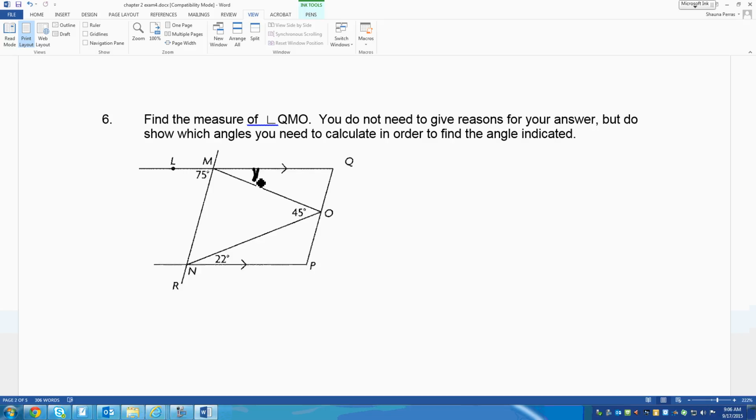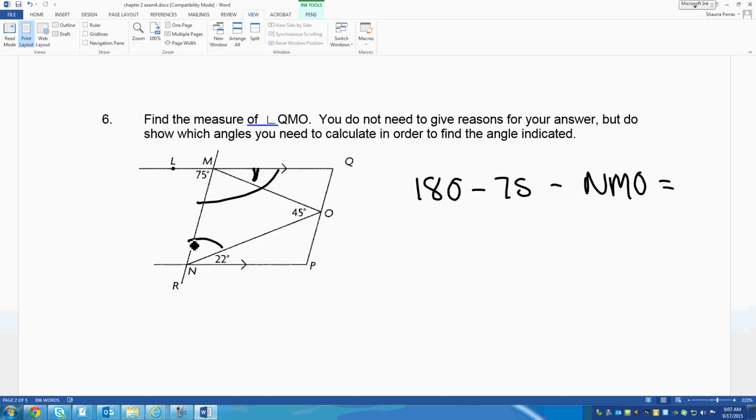Well, I know that 180 minus 75 will give me this big one here, right? But it doesn't give me everything, right? So I need to subtract one more thing. I need to subtract angle NMO if I want to find that, right? How can I find angle NMO? I need to know this angle measure, right? Because then I know all the interior angles of the triangle. How can I get that angle measure?